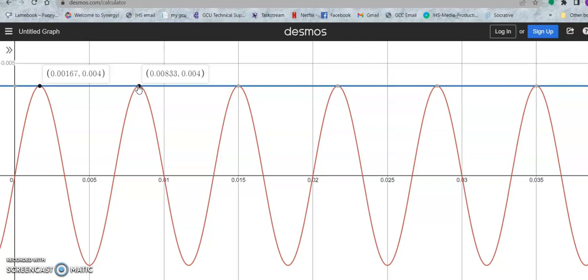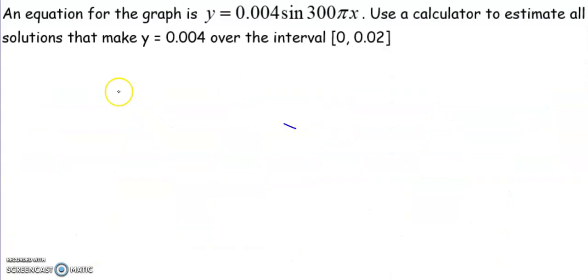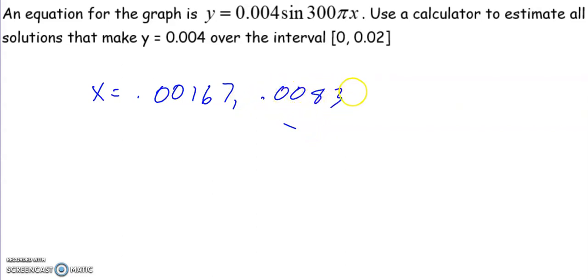When x is at 0.00833. And when x is at 0.015. And I'm not doing this one because my problem said stop at 0.02. 0.02 happens right there. So those are the values we're going to put in. So my x values are going to be 0.00167, 0.00833, and 0.015.